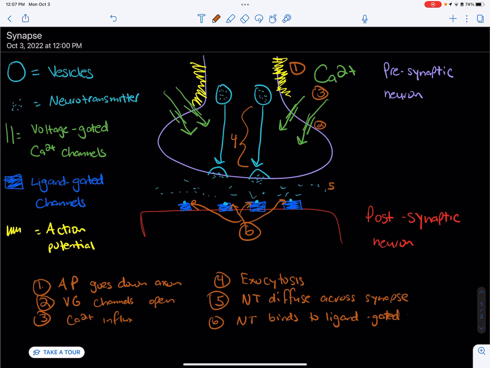I know we've already talked about this, but this is the same process that happens when a neuron communicates with a muscle cell. Only with a muscle cell, we get into a little more specific detail, and then we talk about what actually happens in the muscle cell.